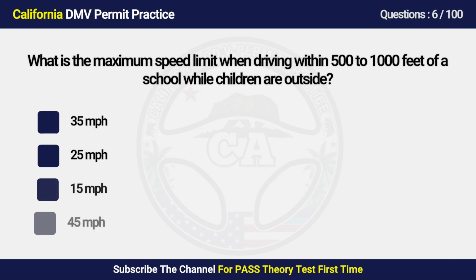Question 6. What is the maximum speed limit when driving within 500 to 1,000 feet of a school while children are outside? A. 35. B. 25. C. 15. D. 45.